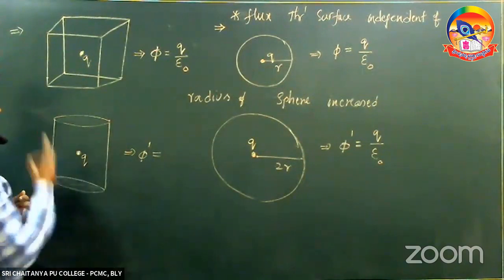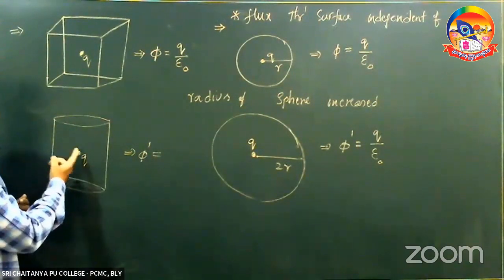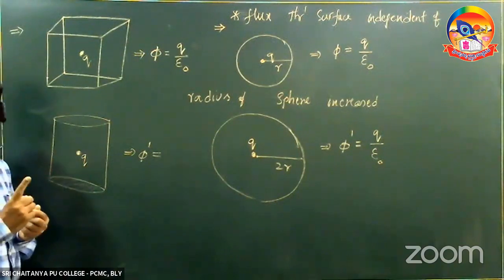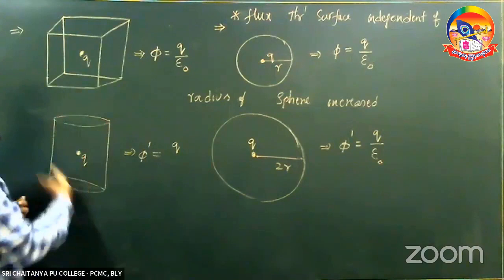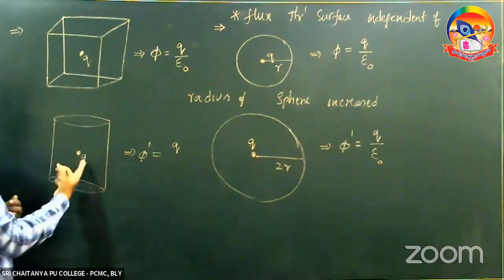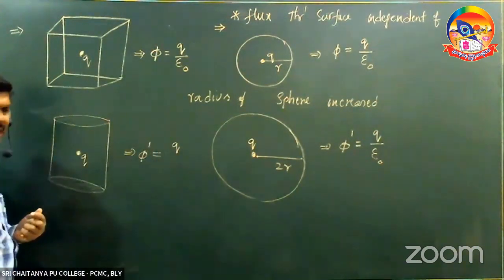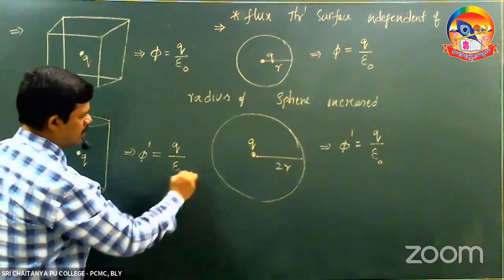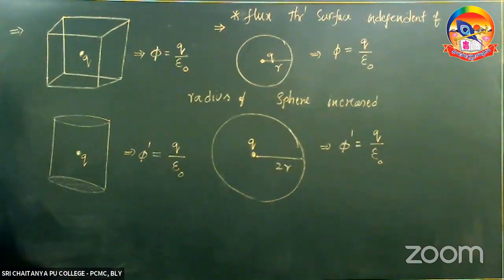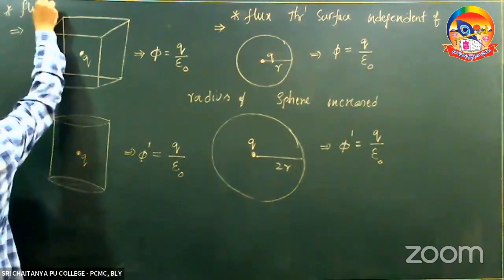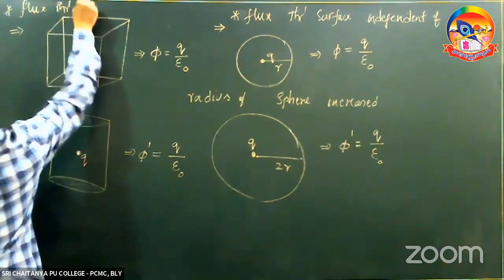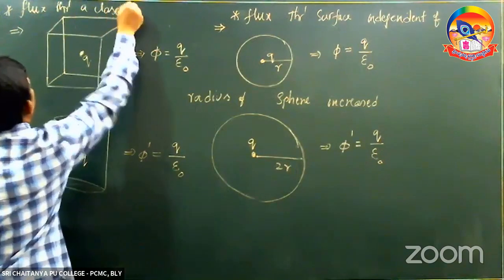Flux only depends upon the charge, whether present inside or outside, and its magnitude. Whatever the enclosure may be, a cube, a cylinder, or a sphere, it is Q by epsilon naught. It is one example related to flux through a closed surface.